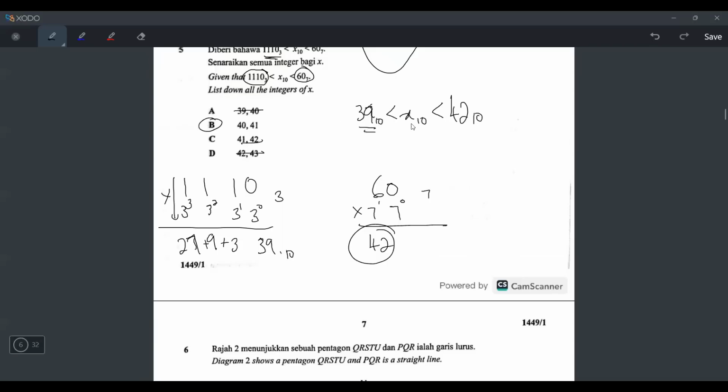So the answer is B, right? Because there's no line here. It means we can't take 39 and 42 is not included. So the numbers in between is 40 and 41. But of course, if there's a line here, then we will take the 39 also. But there's no line, right? So that's why the answer is just 40 and 41. So that's how you do it.